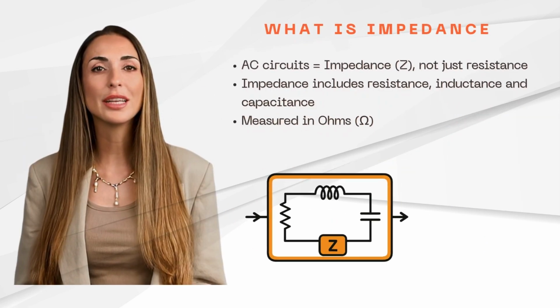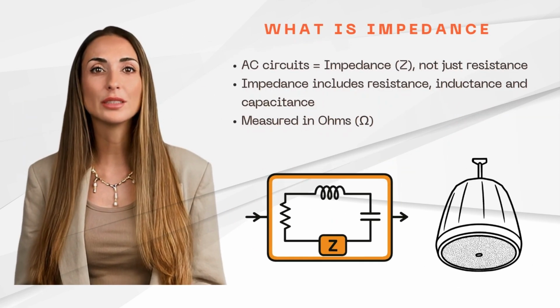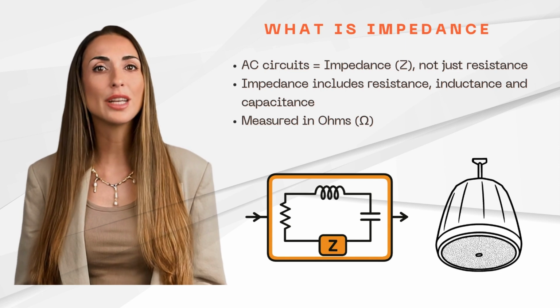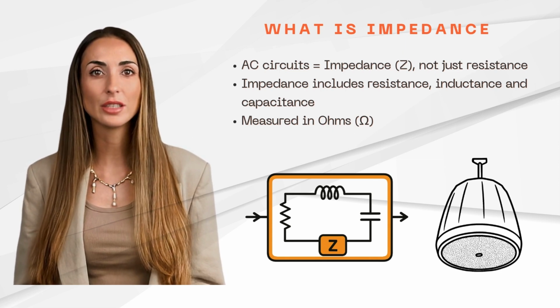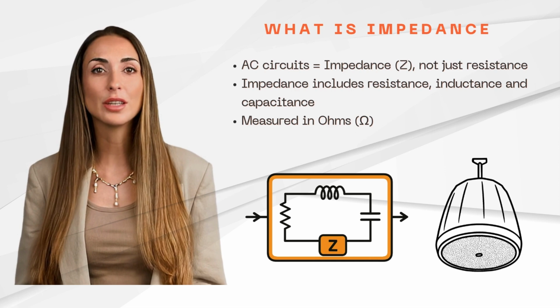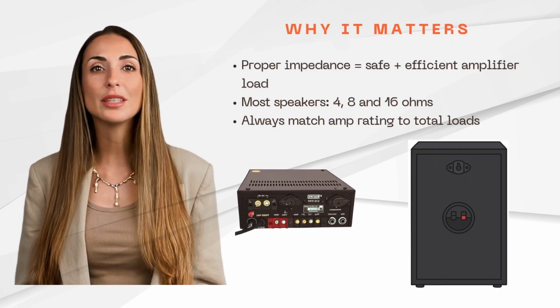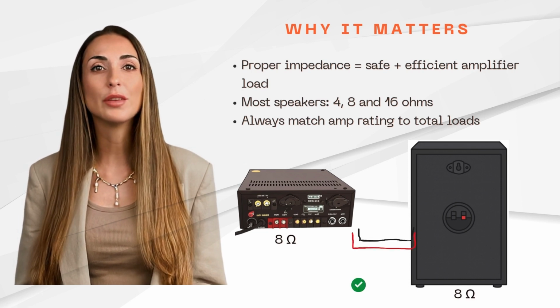In AC circuits like loudspeaker systems, we use impedance, not just resistance, to describe opposition to current. It includes resistance, inductive reactance, and capacitive reactance. We use the symbol Z and measure it in ohms. Understanding impedance helps you safely connect multiple loudspeakers to an amplifier.